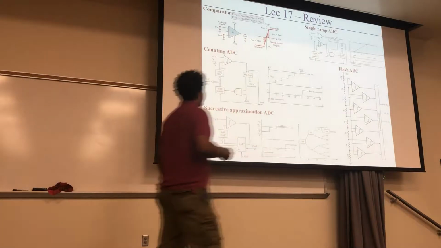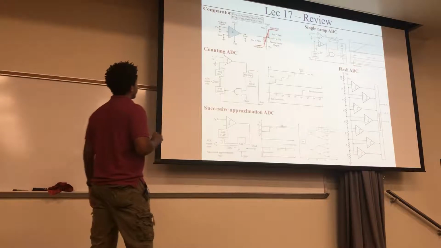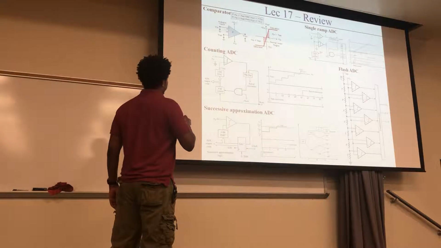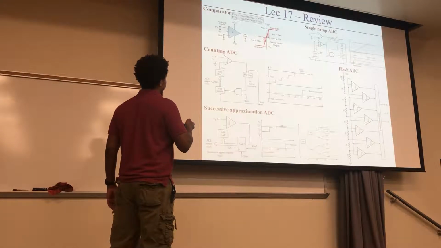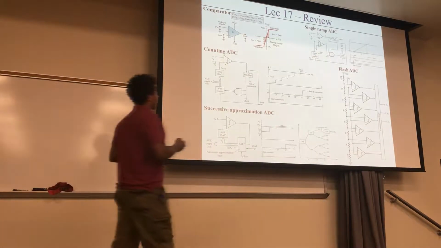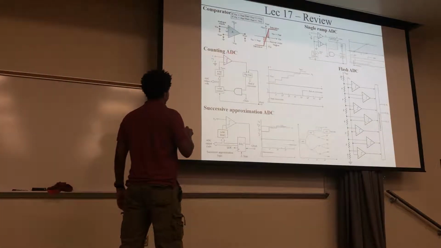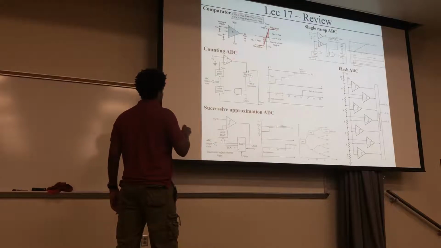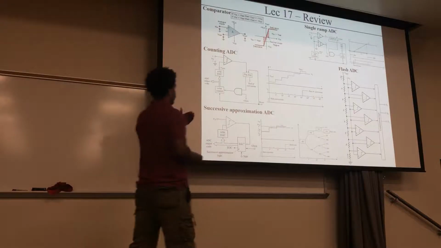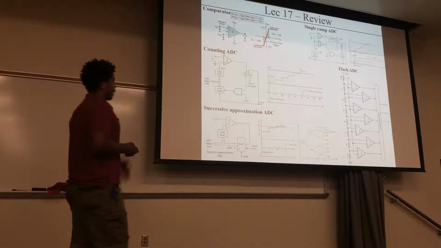Okay, so for review, two lectures ago, lecture 17, we looked at the comparator, which took two voltages and compared them, and then saturated to a high and a low. That's our binary type of analysis of the input. We used it for the counting analog to digital converter, which basically counts up to that voltage and then converts that to digital.